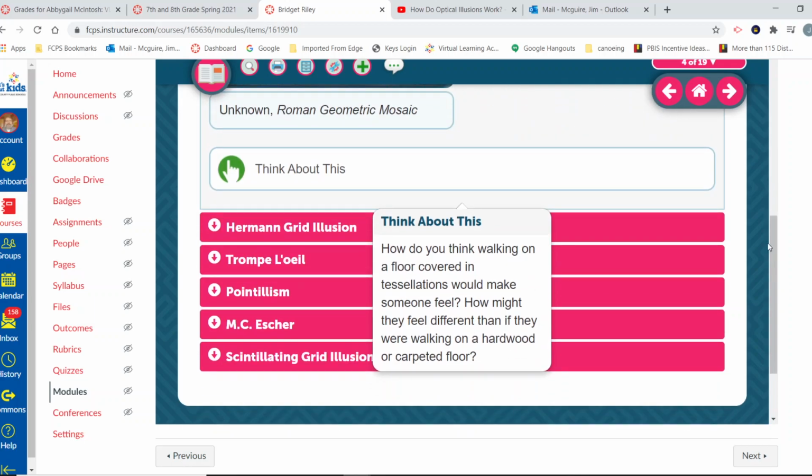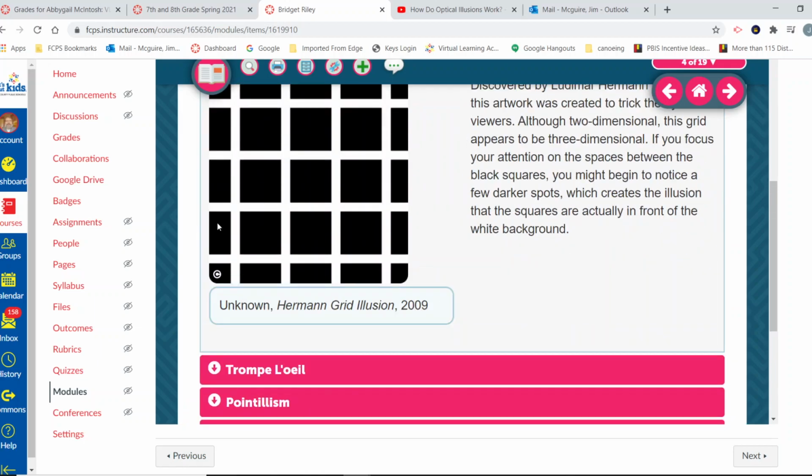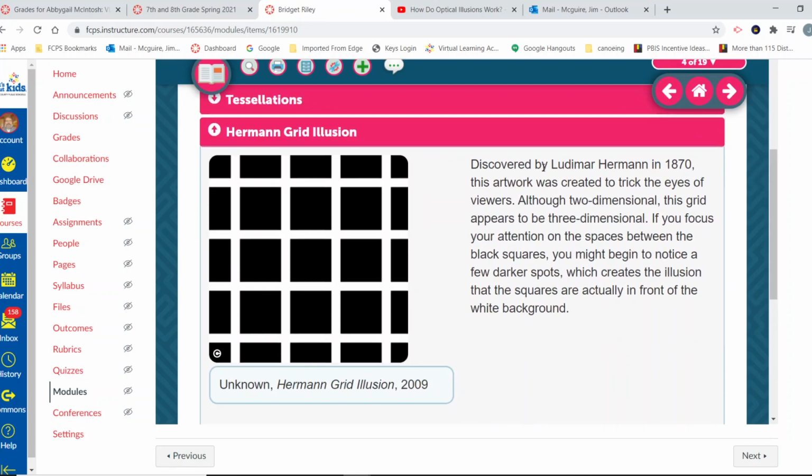One of the most famous optical illusions, created in 1870, and there are different versions that we're going to look at in just a second, is this thing called the Hermann grid.